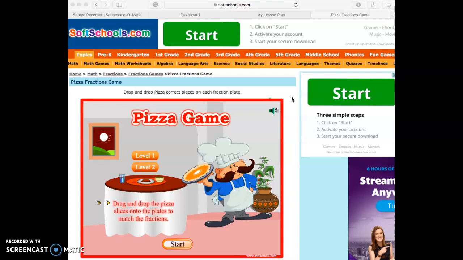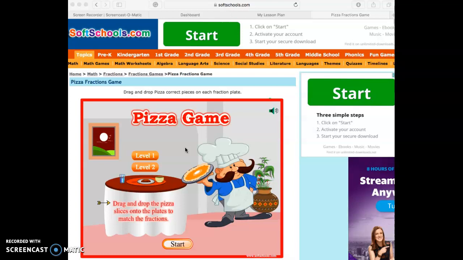Since I'm doing fractions for my lesson, I found this really great pizza game, and it allows you to drag and drop the pizza slices onto the plates to match the fractions, and it has 2 levels. So this is going to be a really great introductory game to learning how to identify fractions.